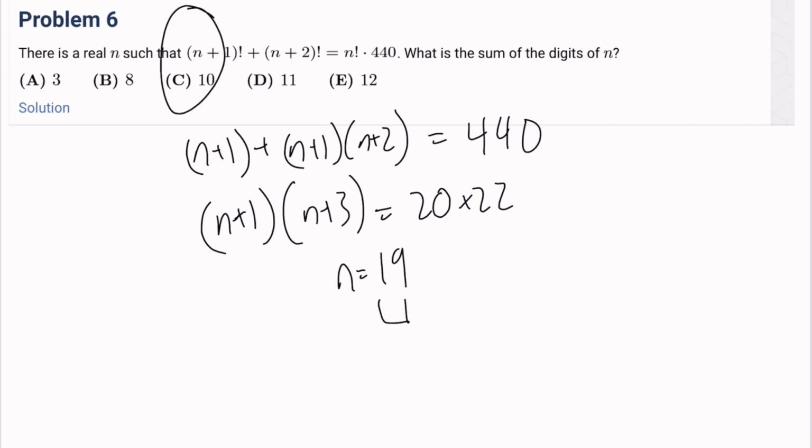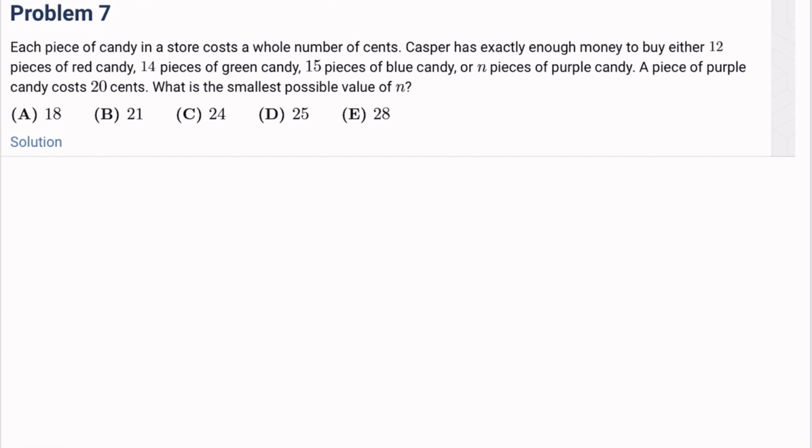It's C. Number 7, each piece of candy in a store costs a whole number of cents. Casper has exactly enough money to buy either 12 pieces of red candy, 14 pieces of green candy, 15 pieces of blue candy, or n pieces of purple candy, and a piece of purple candy costs 20 cents. What is the smallest possible value of n? Okay, so this gives us that the amount of money that Casper has in cents is a multiple of 12, 14, 15, and 20, right?